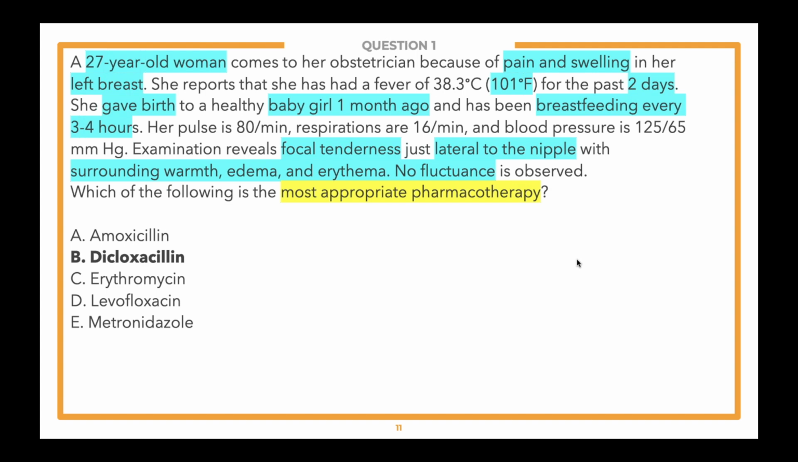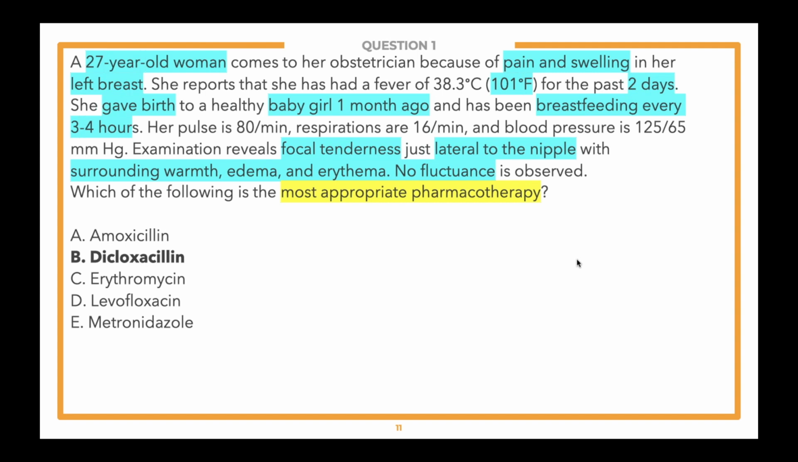Metronidazole is used more for gram-negative and gram-positive anaerobic bacteria, so not good for Staph aureus. Levofloxacin covers a wide variety of both gram-positive and gram-negative bugs, but not Staph. Erythromycin can be used for some strains of Staph aureus if you have a contraindication to using a penicillin, but we do not have that here.